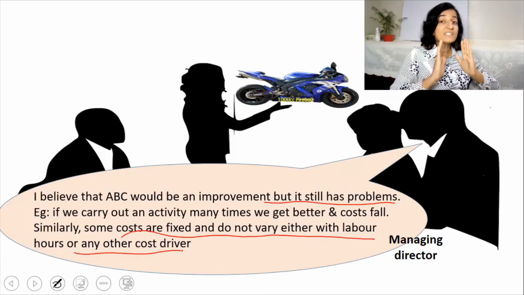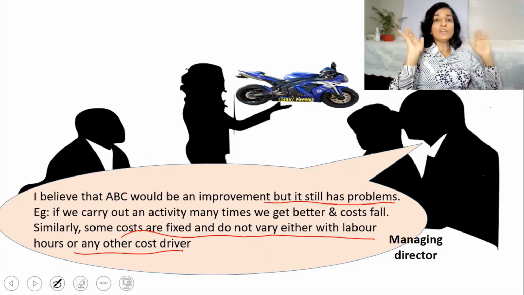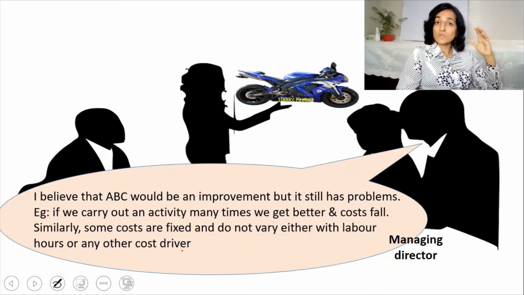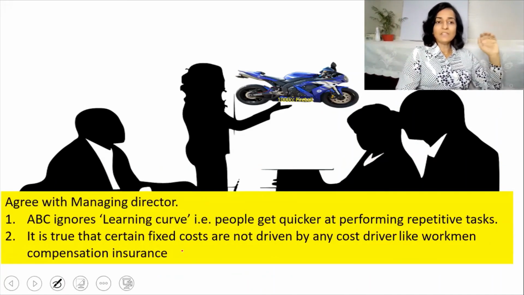So these are some of the disadvantages of activity-based costing. So we have to perfectly agree with what the managing director says. So our comment should be, agree with the managing director. ABC ignores the learning curve, that is, people get quicker at performing repetitive tasks. That is the meaning of learning curve, which is completely ignored in ABC. It is true that certain fixed costs are not driven by any cost driver, like workman compensation insurance.